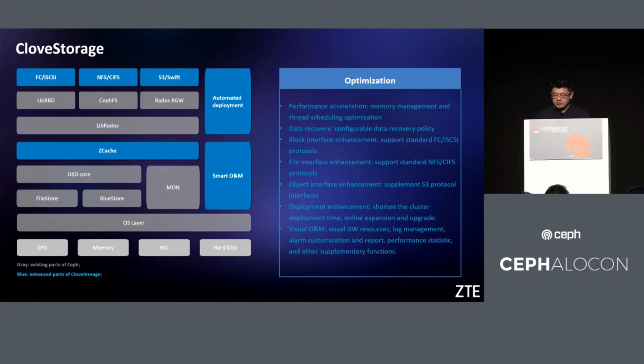So here's the overview of CloveStorage. The good thing is that CloveStorage is fully compatible with the open source Ceph version. We just integrated some new components as plugins, like Zcache to optimize performance, the top gateways to provide different types of storage services, and our intelligent deployment platform to shorten the cluster deployment time.